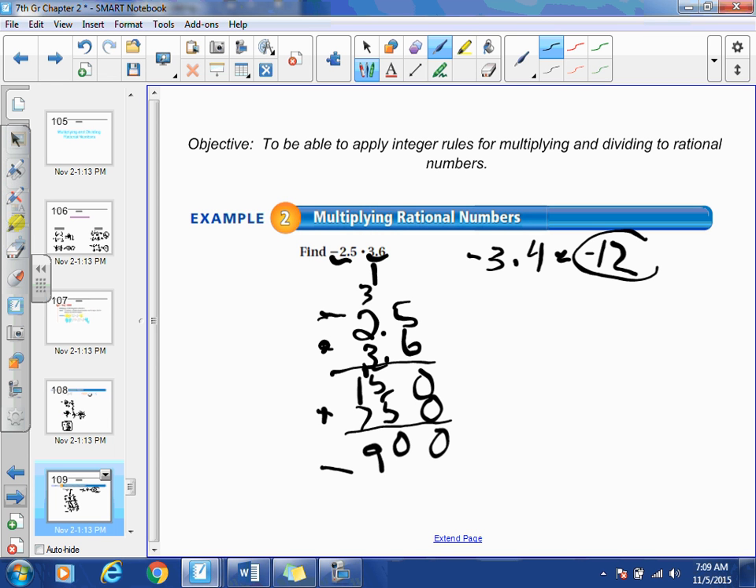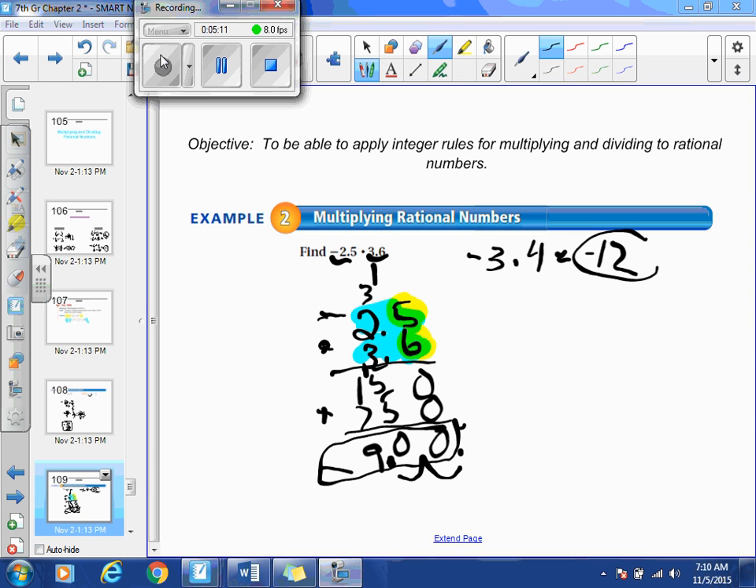That's 9. Now, when you multiply with decimals, you need to count the number of decimal places in your factors, or in the numbers being multiplied. So this top number has 1 decimal place, and the second factor has another decimal place. So altogether, I have 2 decimal places in my factors, so I should have 2 decimal places in my product. So 1, 2. And it's negative. So my answer for this should be negative 9.